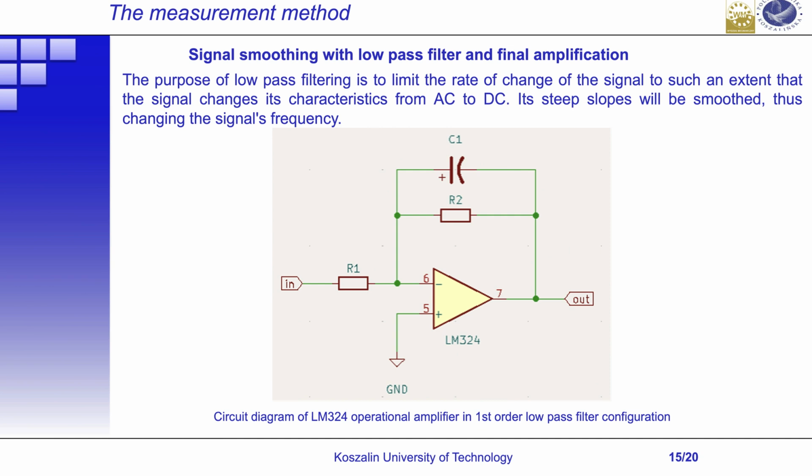The next step is to prepare the signal for free reading by the microcontroller. The purpose of low-pass filtering is to limit the rate of change of the signal to such an extent that the signal changes its characteristics from AC to DC. Its steep slopes will be smoothed, thus changing the signal's frequency. A first-order active low-pass filter is used, whose construction is based on an operational amplifier and passive elements in the form of resistors and a capacitor.